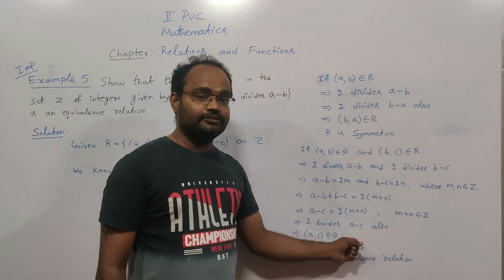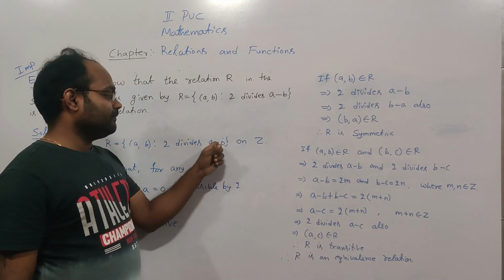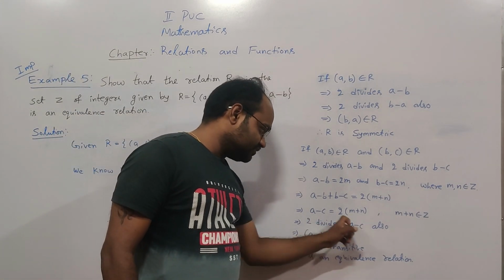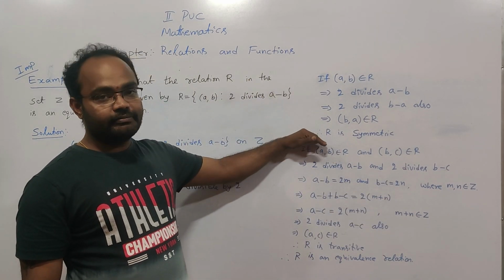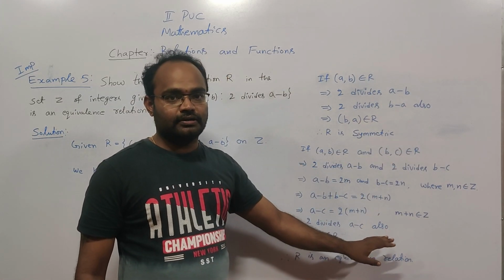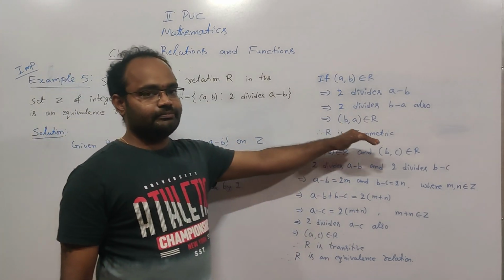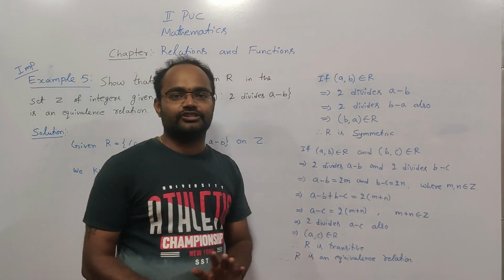So this is also satisfying the condition of the relation. If a minus b is divisible by 2, ab belongs to R. Here a minus c is divisible by 2, ac belongs to R. So we considered ab belongs to R, bc belongs to R, ac also belongs to R, hence it is transitive. So it is reflexive, it is symmetric, and also it is transitive, hence it is an equivalence relation.